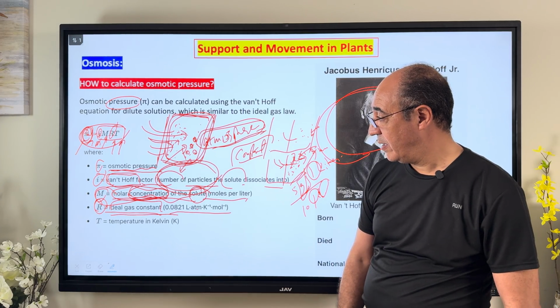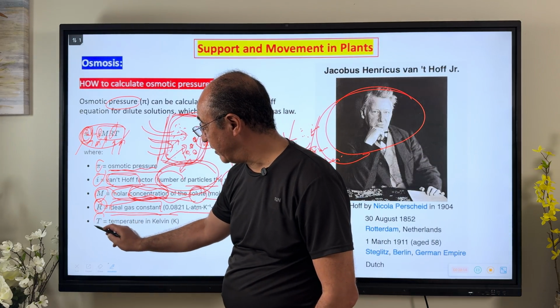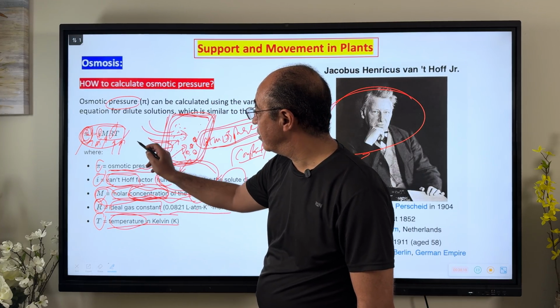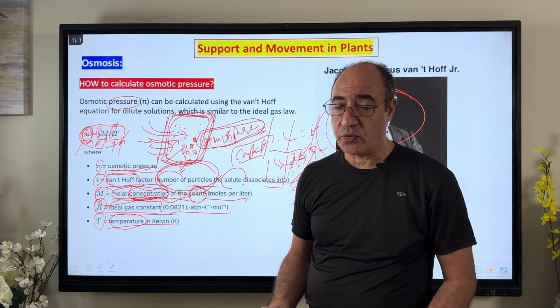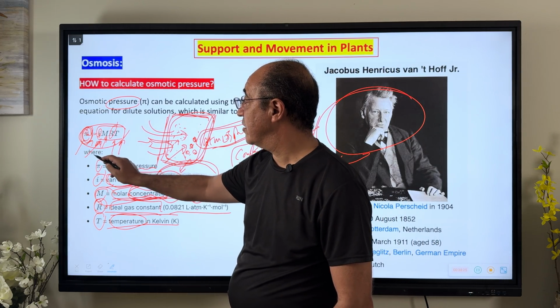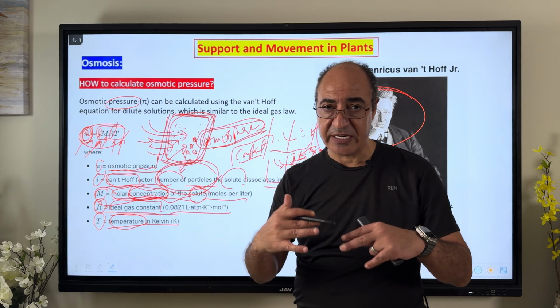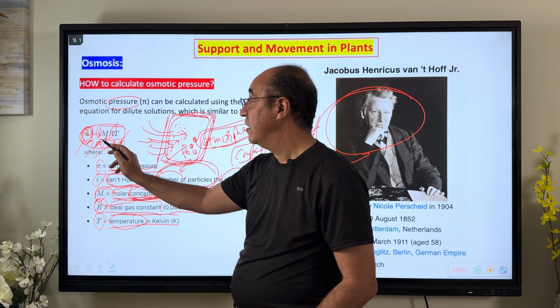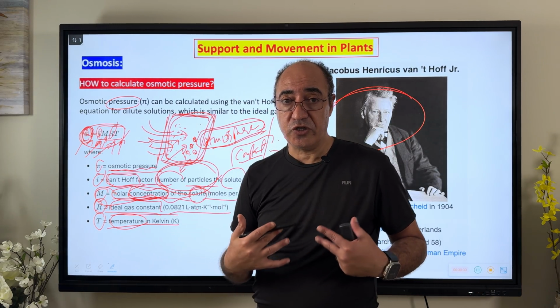And then finally, and perhaps most importantly, is temperature in Kelvin, right? The osmotic pressure varies with temperature. Again, the relationship is a direct relationship, meaning that as you increase the temperature, you increase the tendency for the osmotic pressure to also become larger.